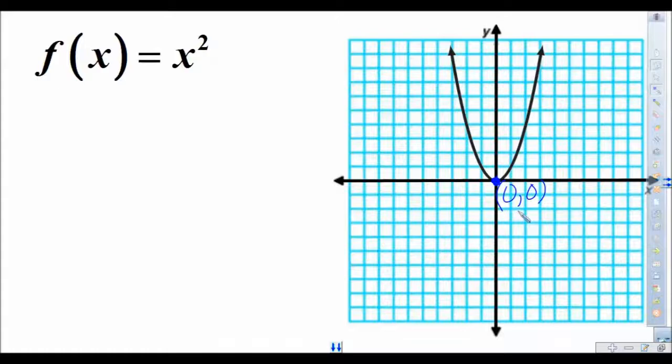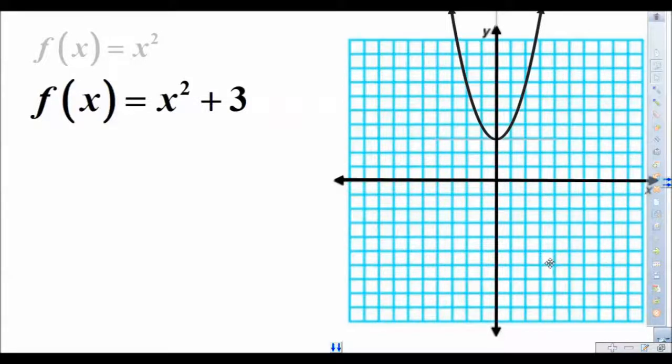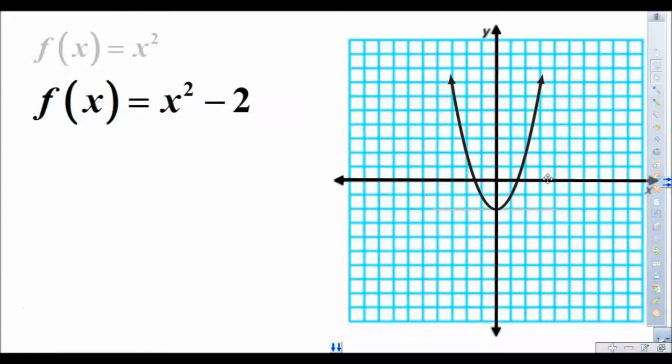For example, if we were to change this function and now look at a function that looks like this, what we've done here is a vertical translation, and that vertical translation shifted this function 3 units up from where the old vertex used to be. Now notice the vertex is right here at 0, 3. Suppose we look at another kind of function. What if it looked like this? Having the function say f of x equals x squared minus 2, now that vertex has shifted. Instead of at 0, 0, now it's down to 0, negative 2. So when we have these numbers that are not in parentheses, remember we talked about this before, that creates your vertical translation.